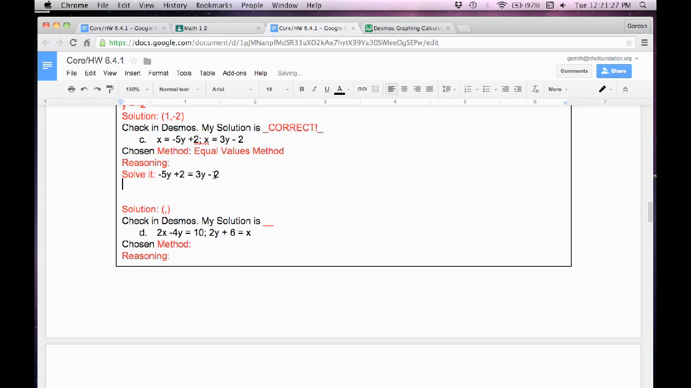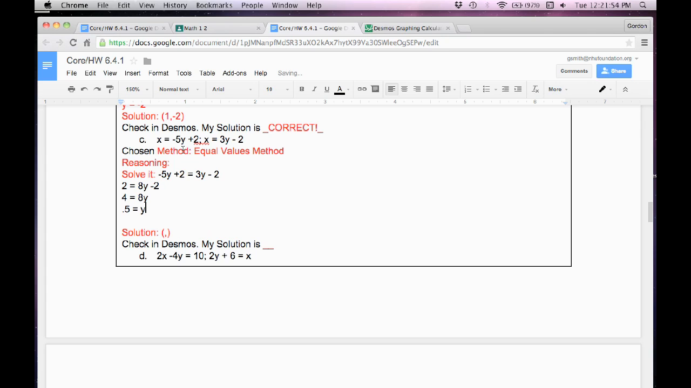Okay, now if that's true, first thing I'm going to do is add 5y to both sides. So that's going to be 2 is equal to 8y, because I added 5y, minus 2. And then I'll add 2 to both sides, so I get 4 equals 8y. And then I'll divide by 8 to find what y is, and that will be 0.5, because 4 divided by 8, which is 1/2, is equal to y.